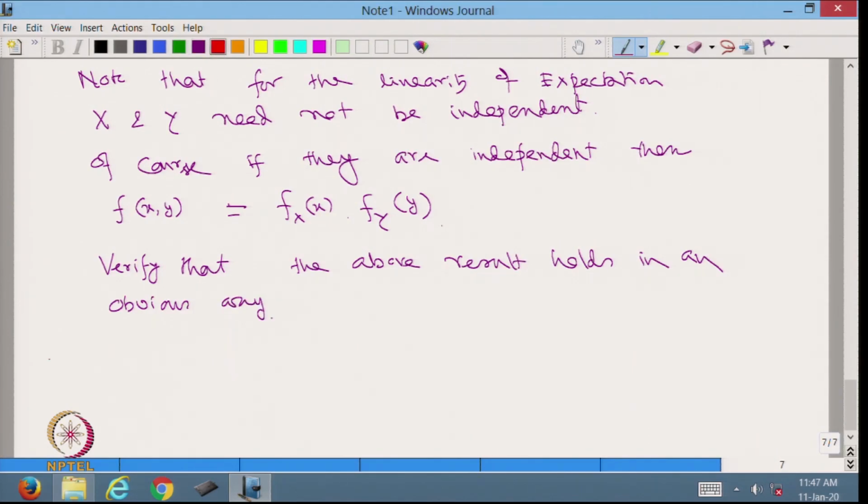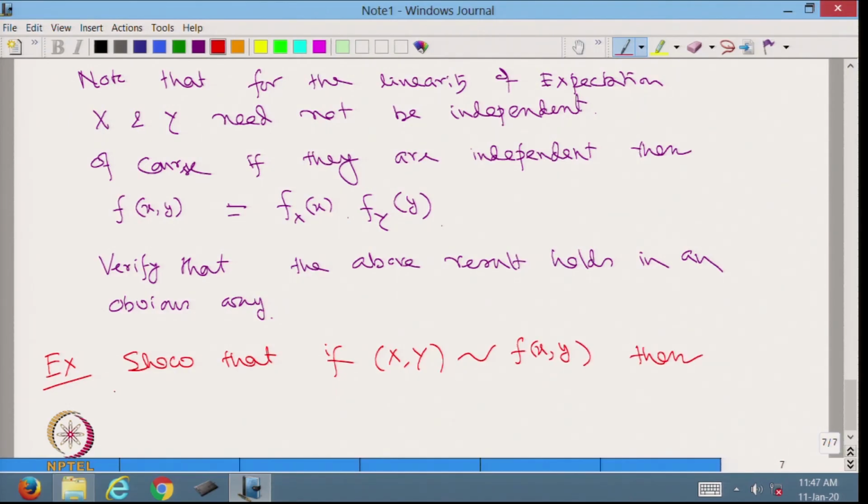I will give you an exercise. Show that if (x,y) is jointly distributed with f(x,y), then expected value of a x plus b y, where a and b are constants, is equal to a times expectation of x plus b times expectation of y.